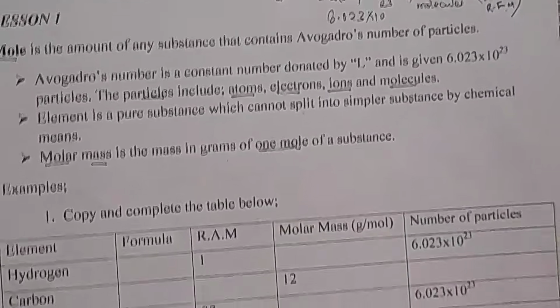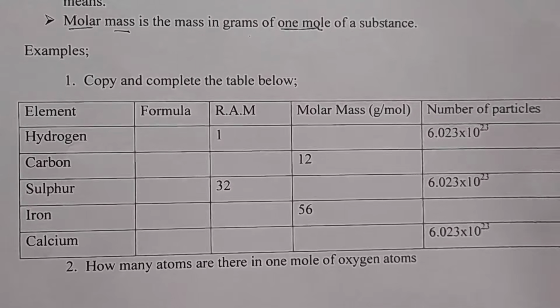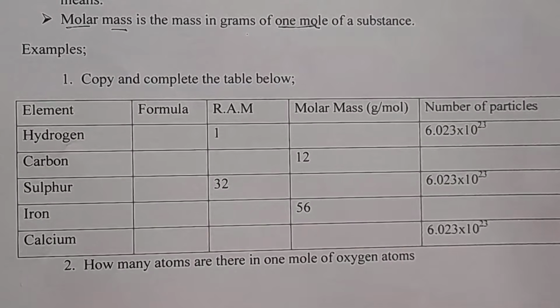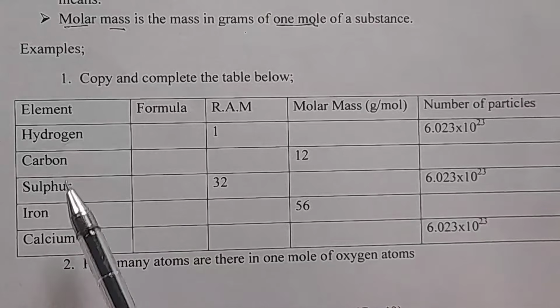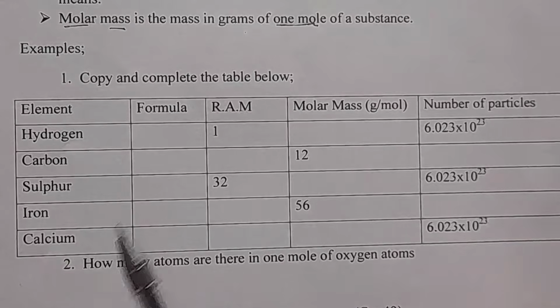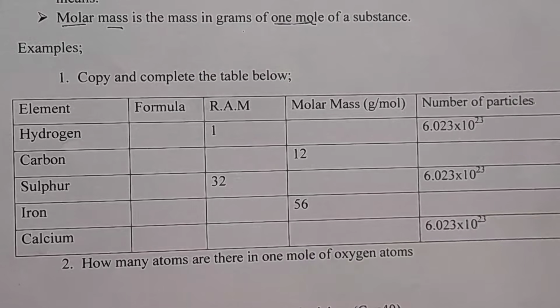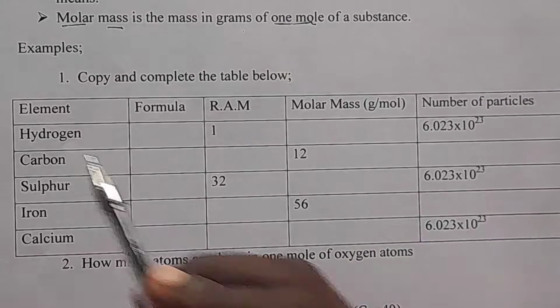Let's go to the examples. Example 1: we are told to copy and complete the table below. We are dealing with elements: hydrogen, carbon, sulfur, iron, and calcium. All of these are elements in the first 20 elements of the periodic table, except iron, which is a transition metal. So we know how to write hydrogen.